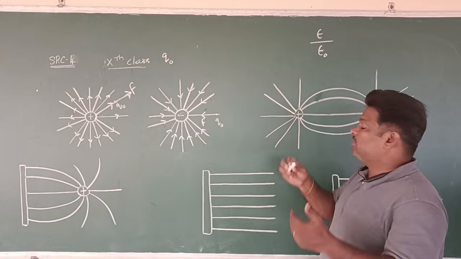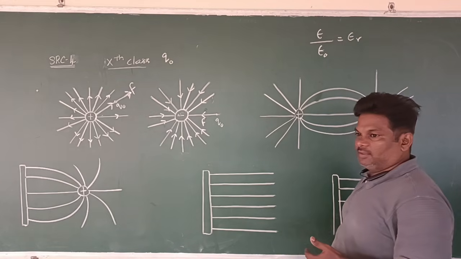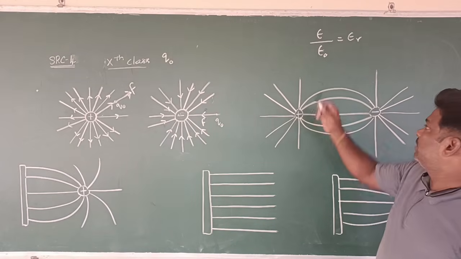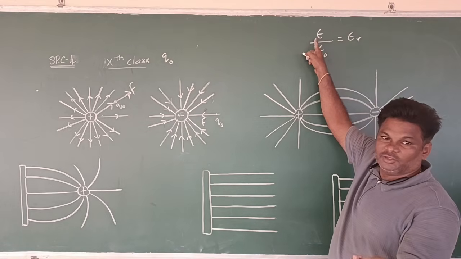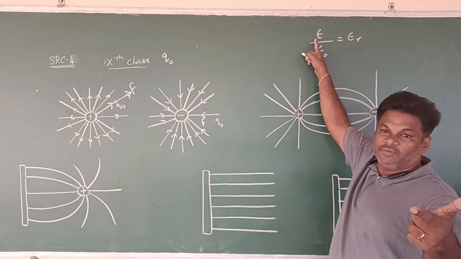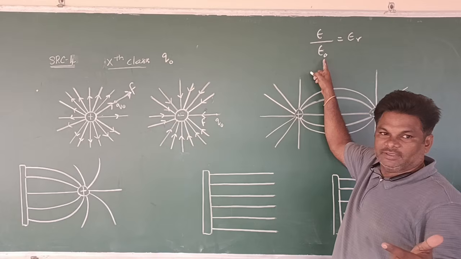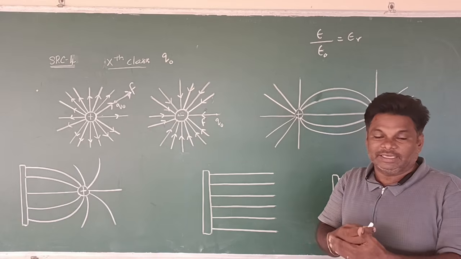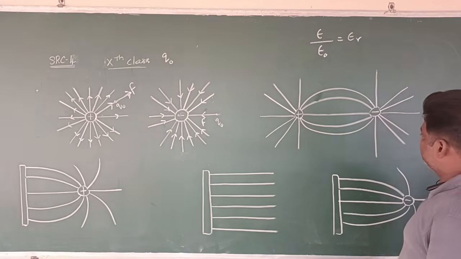And what is the relation between these two? This is equal to the relative permittivity. So the permittivity of free space will never change, but the permittivity of a medium will change. While doing problems, we need to know how it will vary with respect to the permittivity of free space, that is, how many times it is going to increase or decrease. You need to get an idea. So we will discuss it later once again.